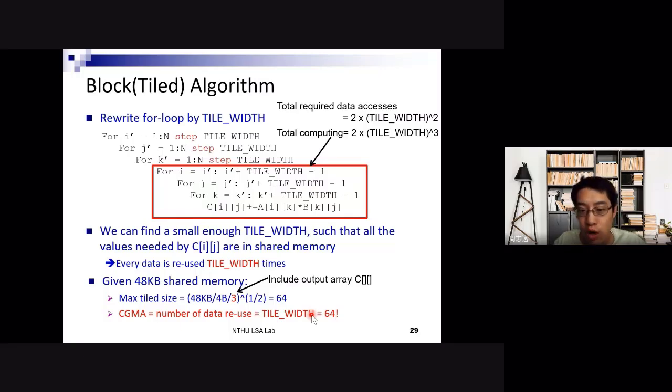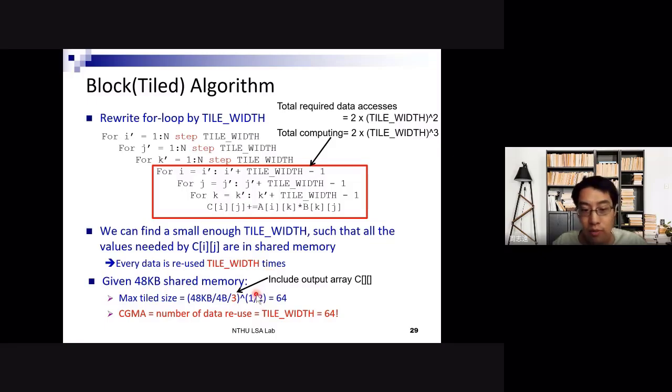Of course, we would prefer the tile width to be as large as possible, because that will create a larger CGMA ratio. But at the same time, this configuration, this tile width, must be limited by the size of the shared memory, because we have a limited shared memory size. Okay, so the tile width is actually determined, we can determine it by the size of your shared memory.